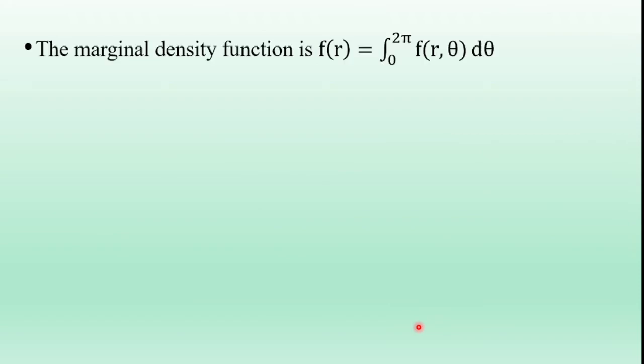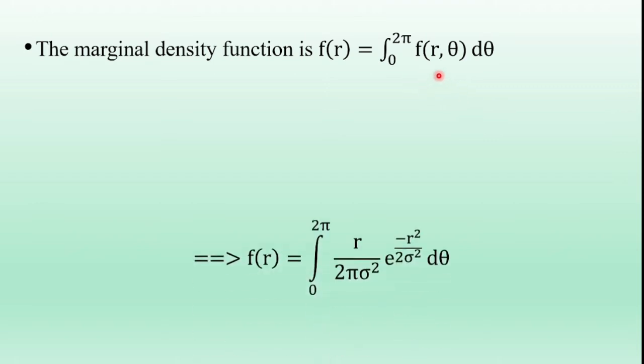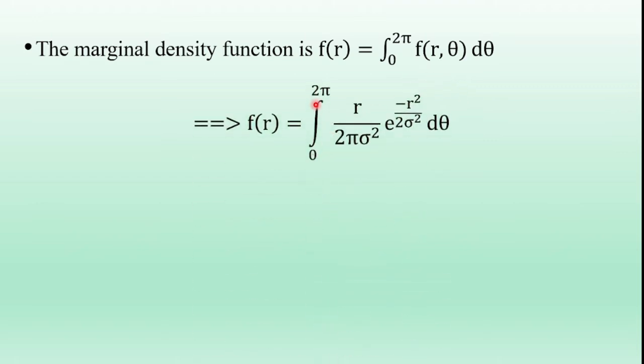Next, we can determine the marginal density function of the random variable r. So we know that the marginal probability density function of the random variable r is f of r is equal to integral 0 to 2 pi f of r comma theta d theta. So the value of f of r comma theta is already calculated, and substitute that value into here. We get f of r is equal to integral 0 to 2 pi r by 2 pi sigma square e power minus r square by 2 sigma square into d theta.